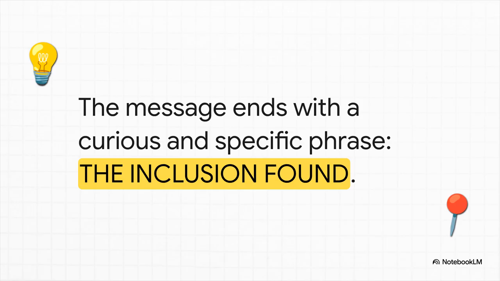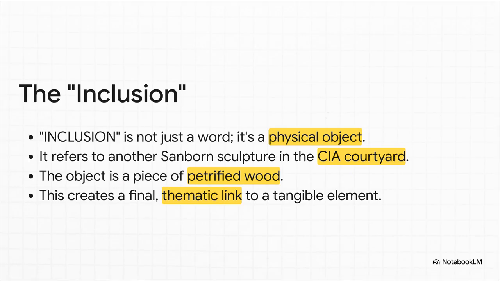So what in the world is this inclusion? As it turns out, it's not just some abstract idea or concept. The word inclusion actually refers to another one of Jim Sanborn's sculptures sitting in the very same CIA courtyard. It's a piece of petrified wood. And this is the final piece of the audit. The decrypted message points directly to another tangible physical object in the real world, confirming the solution's thematic integrity.